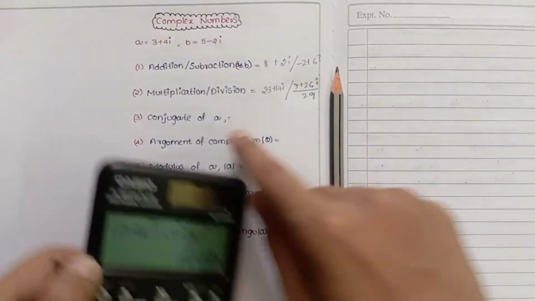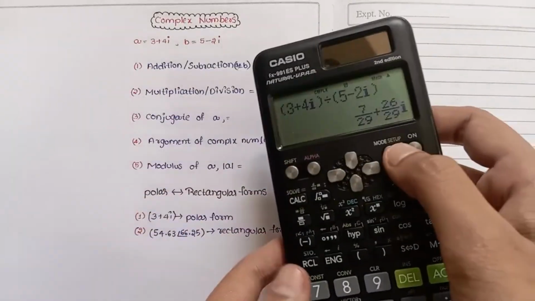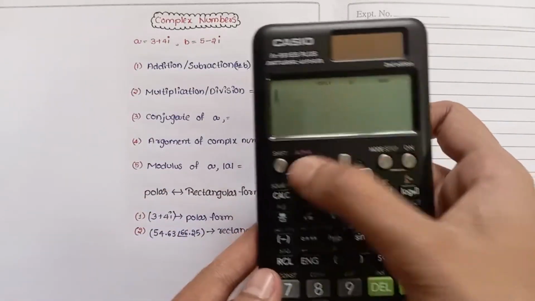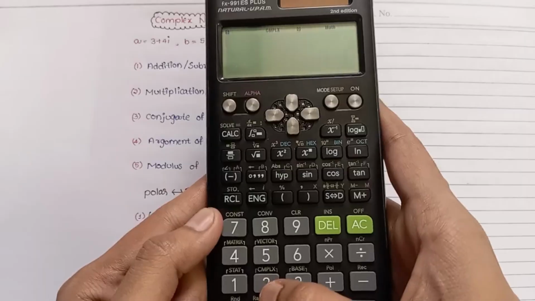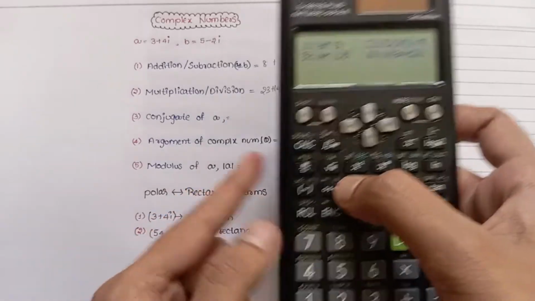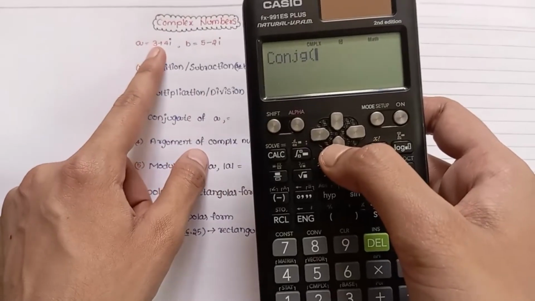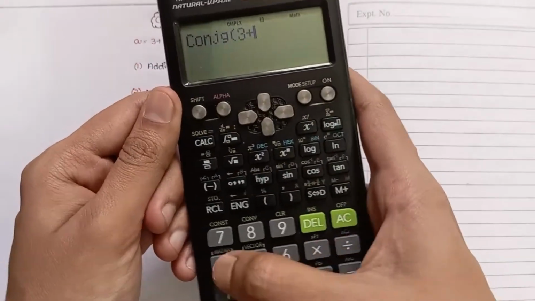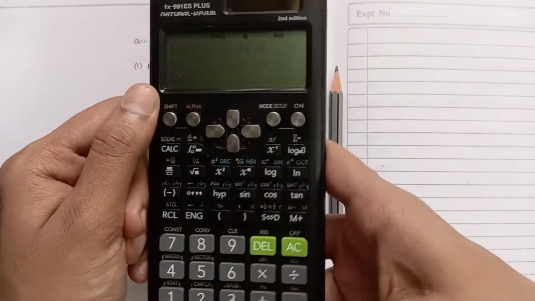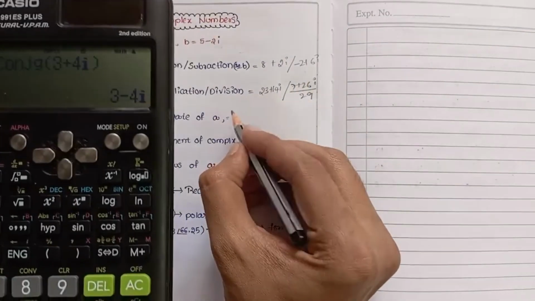Okay, now we will find the conjugate of a. For that, press shift plus, complex option 2. So what is conjugate? Option 2 again. For which one? A. What is a? 3 plus 4i. The conjugate is 3 minus 4i.